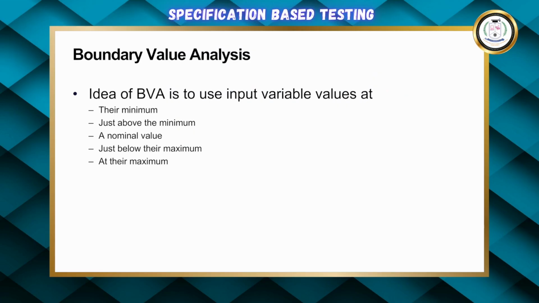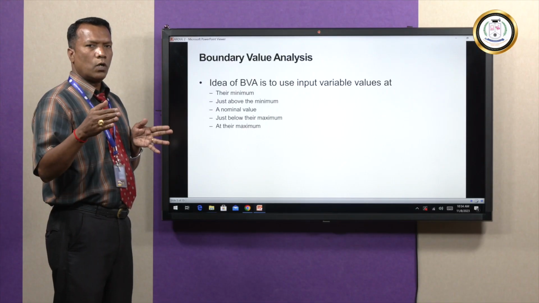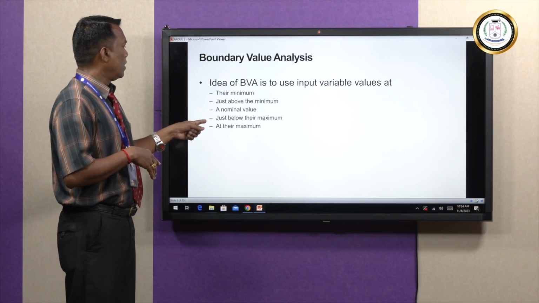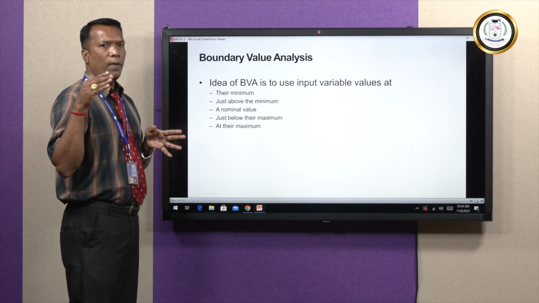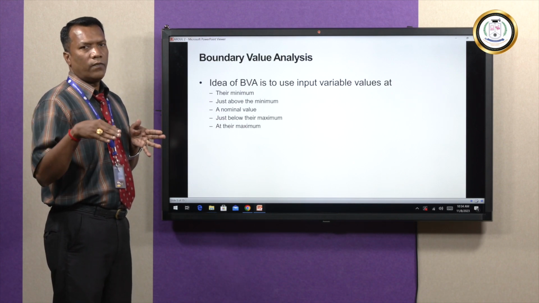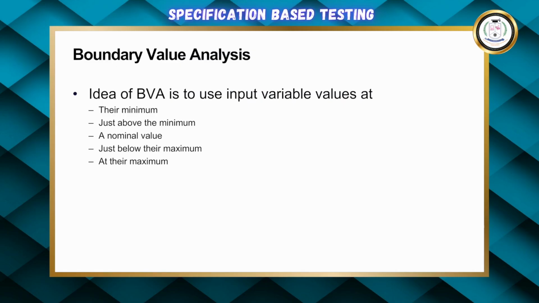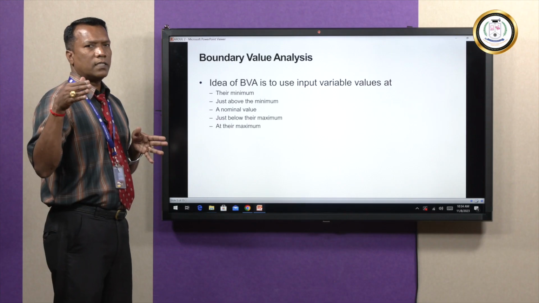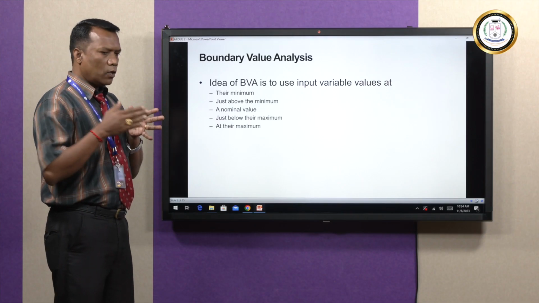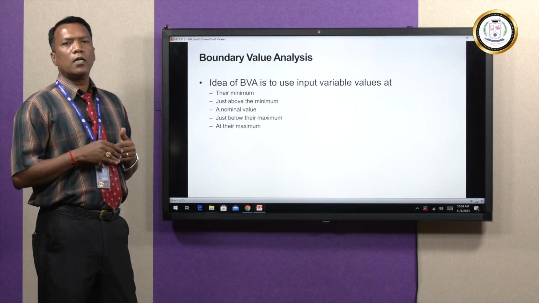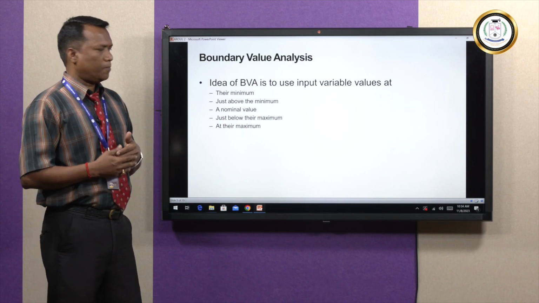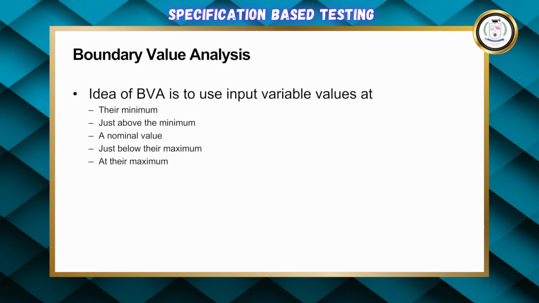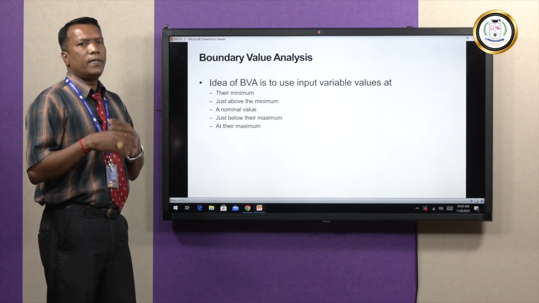A nominal value between 0 and n: within 0 and n, I have to consider one value. And just below the maximum, the maximum being n, so n minus 1 we have to consider. And at the maximum, that is n. With respect to these, I group the inputs provided for my test cases. Boundary value analysis works on the boundary of your looping structures or repetitive statements.